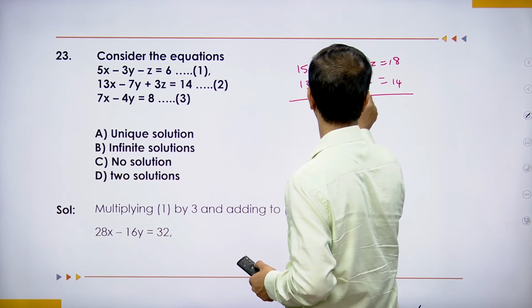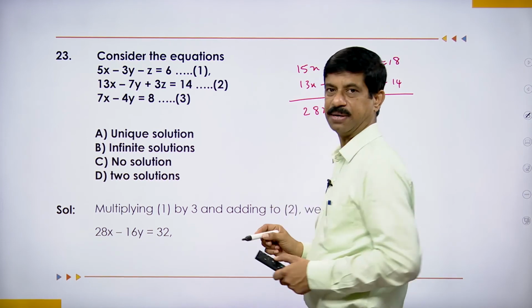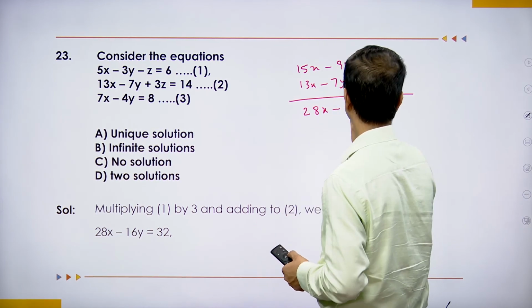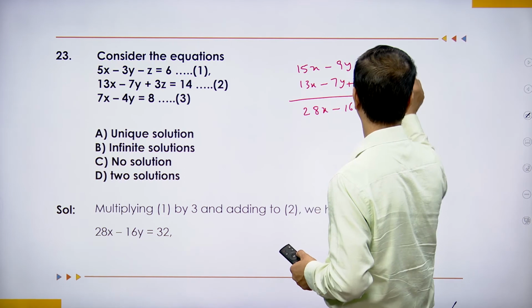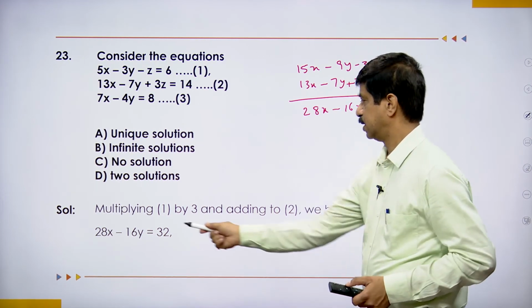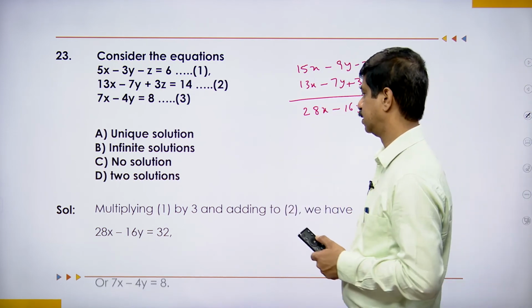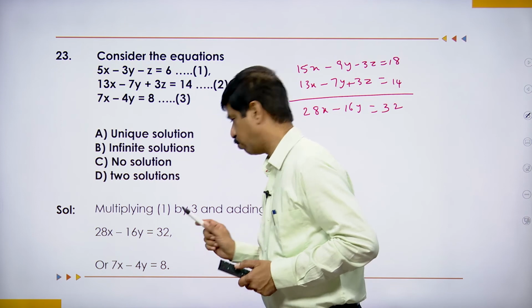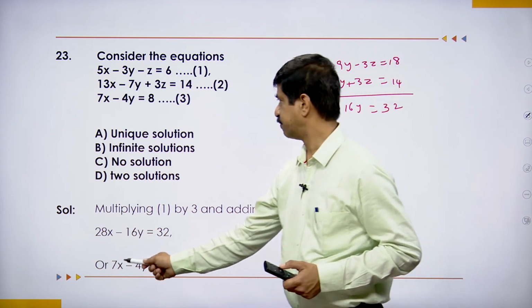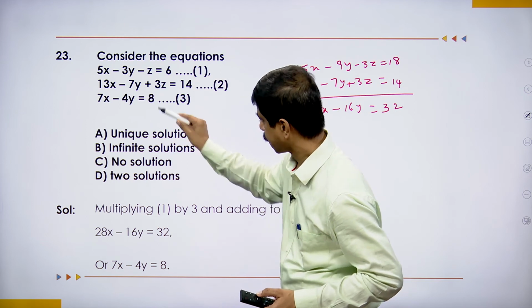What happens? These two get cancelled. You will get 28x, minus 9 minus 7 is minus 16y, equal to 8 plus 4, 12, 32. Okay. Same thing we got or not? Next, I will divide it by 4. You will get 7x minus 4y equal to 8. You see, these two are the same.